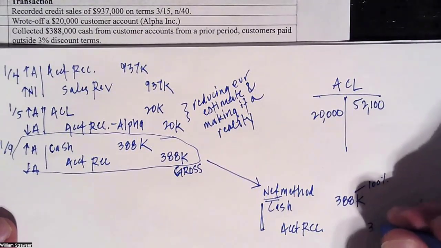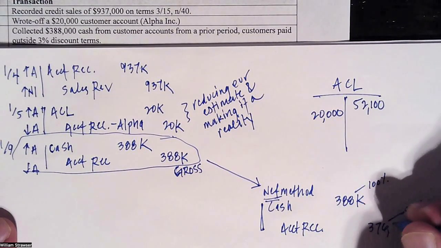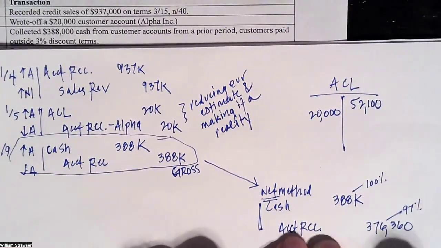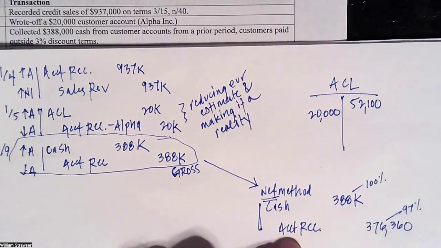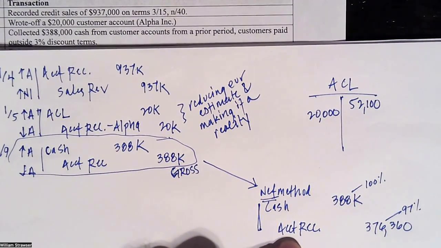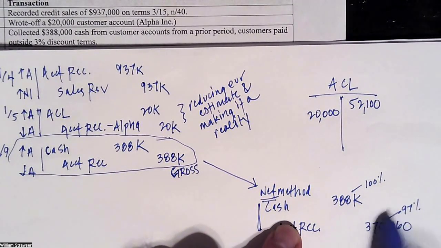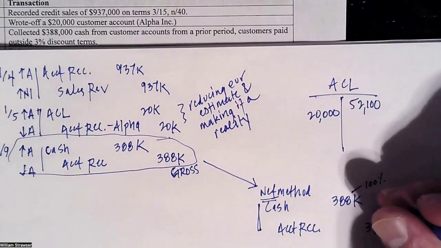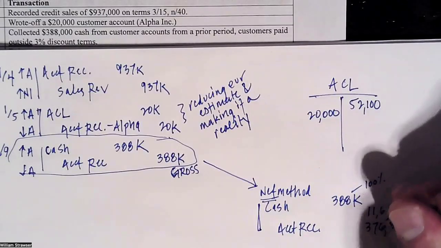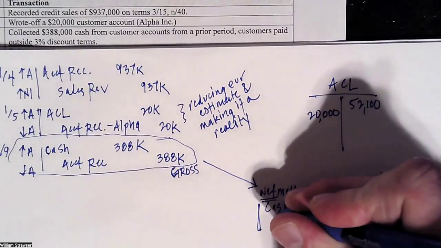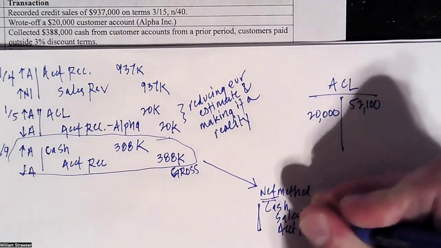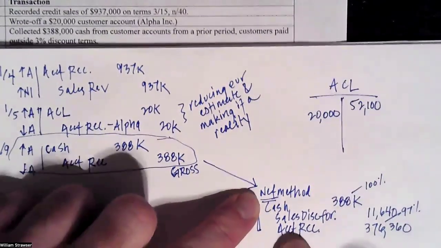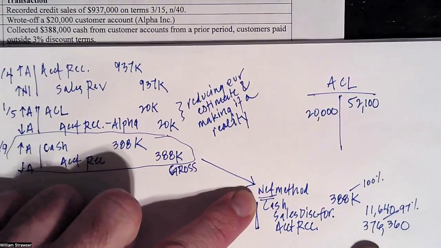So that's $376,360 of receivables that would be credited by this inflow of cash. And then we need an additional credit here because sales discounts have been forfeited. And that comes out to 11,640. Sales discounts forfeited.